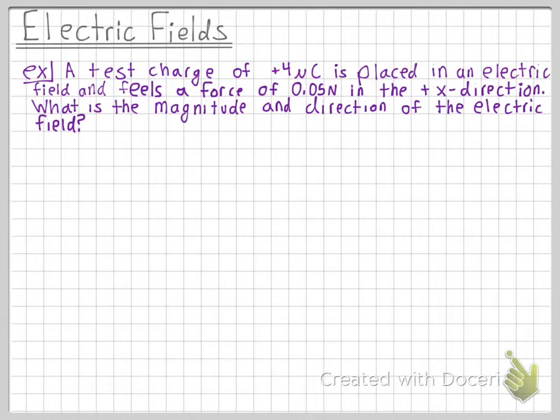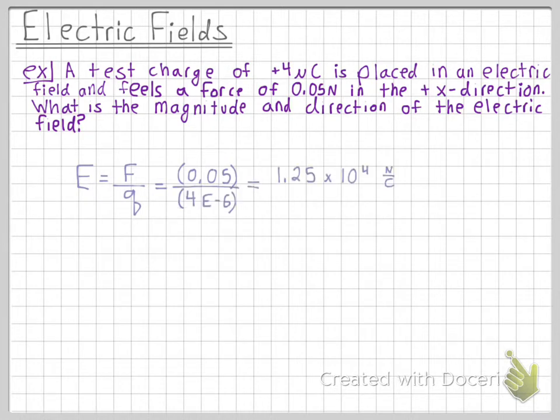Let's do an example. A test charge of positive 4 microcoulombs is placed in an electric field and feels a force of 0.05 newtons in the positive x direction. What is the magnitude and direction of the electric field? So we know our equation for the electric field, and we know that the force a test charge felt was 0.05 newtons, and the test charge was positive 4 microcoulombs. And when we plug in these values, we see that the electric field is equal to 1.25 times 10 to the 4th Newton per Coulomb.